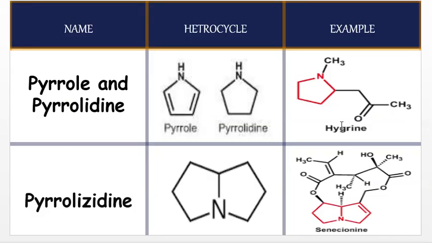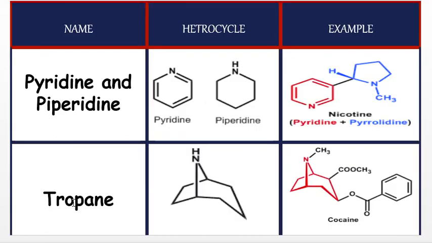Pyrrole or the pyrrolidine alkaloids: the structure of pyrrole, the structure of the pyrrolidine, and an example is hygrine. They are examples of the pyrrole or the pyrrolidine alkaloids. Hygrine. Pyrrolizidine, the alkaloid of the pyrrolizidine, this is synexanin, like a derivative of the pyridine.